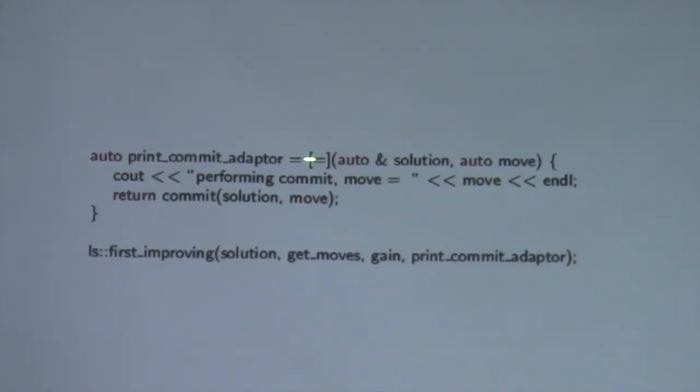So the answer to the question how you extend this library is just by function composition. It's a very simple idea, and we just run our local search algorithm providing the previous get moves, previous gain, and this print commit adapter. This is the way of extending one's written code.